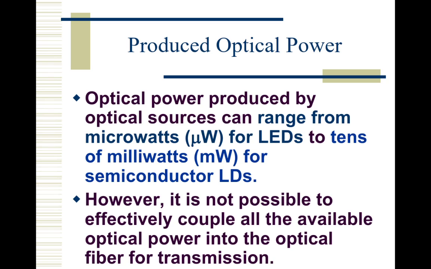Produced optical power. So we have to compare the optical power for both LEDs and lasers. The optical power produced by the optical sources can range from microwatts for the LEDs to tens of milliwatts for semiconductor lasers. However, it is not possible to effectively couple all the available optical power into the optical fiber for transmission. 100% efficiency is not possible for any system. If you are giving, suppose, 100 watts of power, it is not possible that all 100 watts will be utilized. So something will be lost inside the optical fiber. Because of that, it is not possible for either LEDs or lasers to convert that power into 100% power.